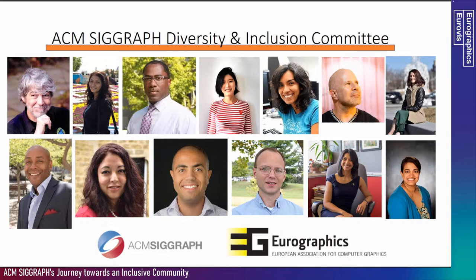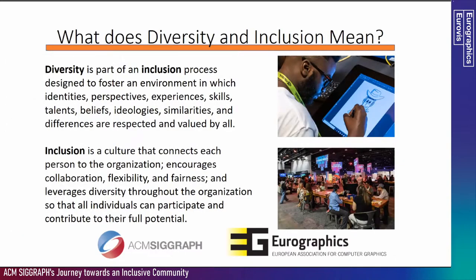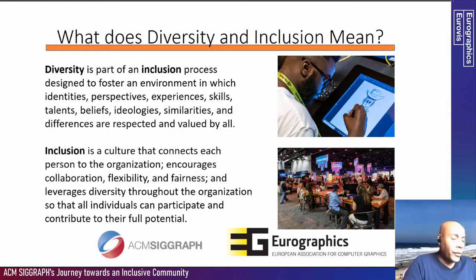Next slide. So for the committee, we really wanted to take a look at what diversity and inclusion mean for an organization, especially nonprofit organizations, for-profit organizations, government entities, workspaces. So what we looked at is a lot of definitions centered around diversity and inclusion. And what we really came to understand is that diversity is really part of an inclusion process.